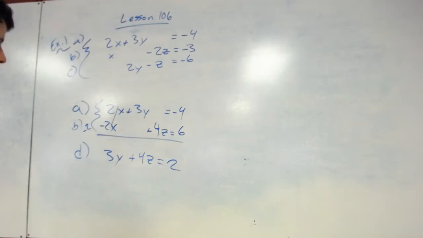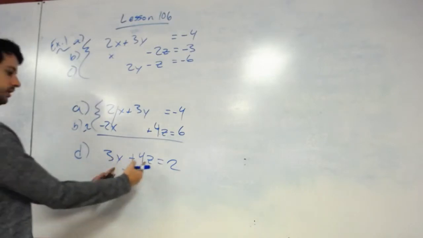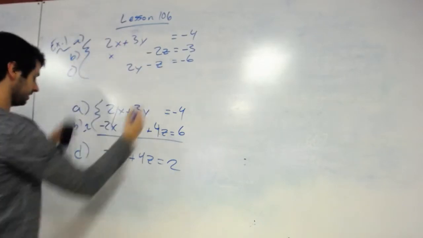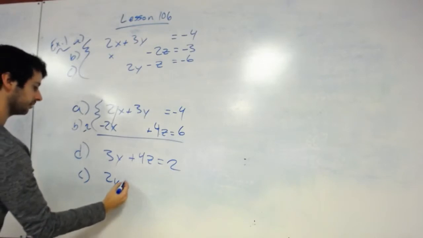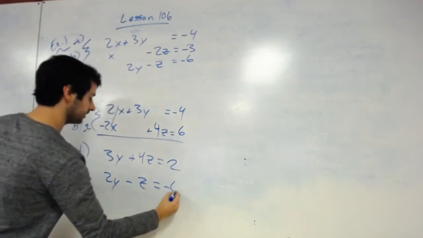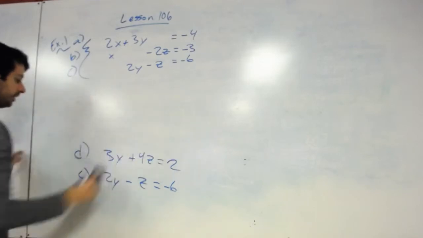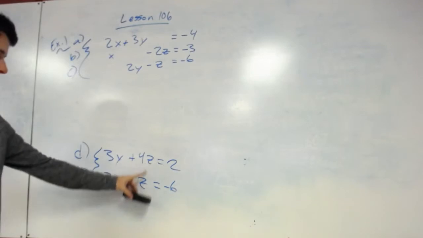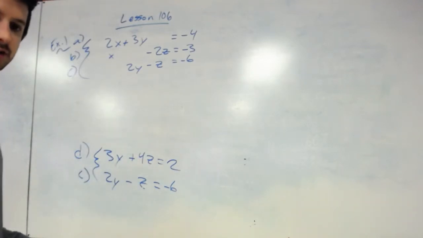You can probably see where I'm going with this. Now I can combine equation D with another equation that has a y and a z, and that would be C. So 2y minus z equals -6. And now I finally have created an equation where I have two of the same variables, y and z, where I can use elimination or substitution.